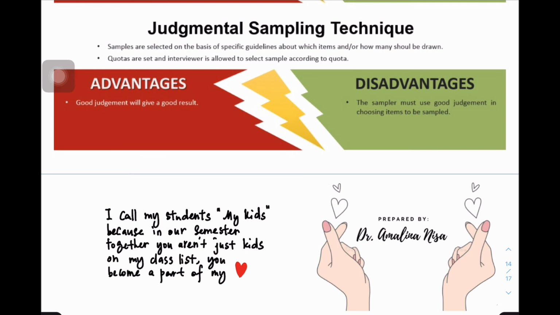So what is the disadvantage? The sampler must use good judgement in choosing items to be sampled. So we must be relevant. Okay, its disadvantage is that we have to be relevant. If we are not relevant and make a wrong judgement, then it cannot represent the population, and it cannot help us in studying the aim or the objective of our research. Okay, so that one is the judgmental sampling technique. So we have finished all the sampling techniques.